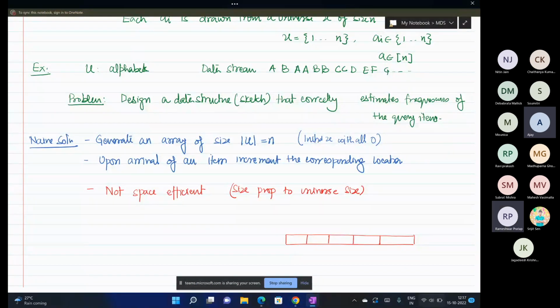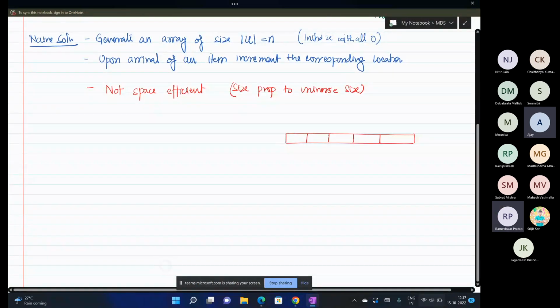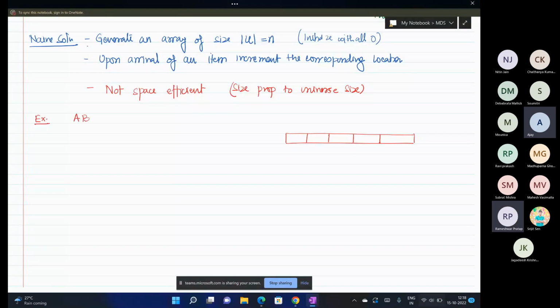Okay, so I'll try to elaborate this with one example. So this was our example: A, B, A, C, C, D, E, F, G, and so on. Again, we'll use a hash function that maps each of these elements, A, B, C, D, E, F, G.